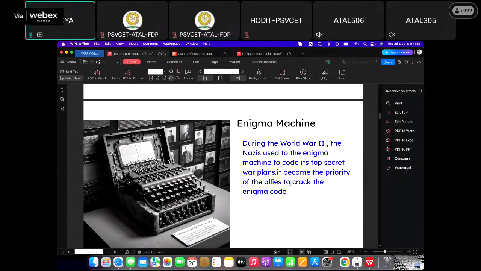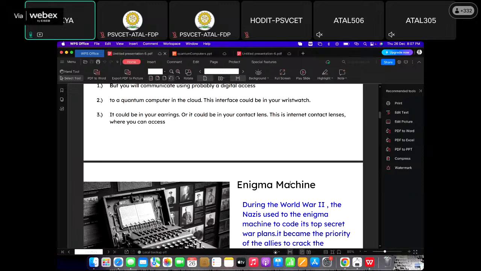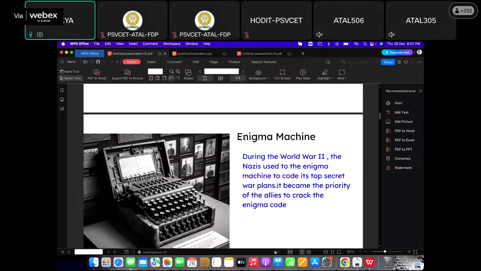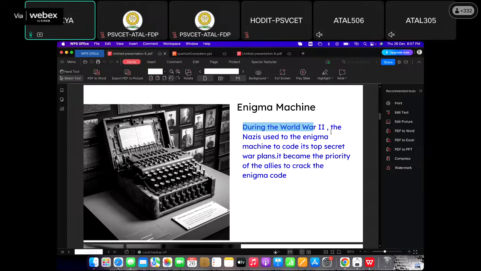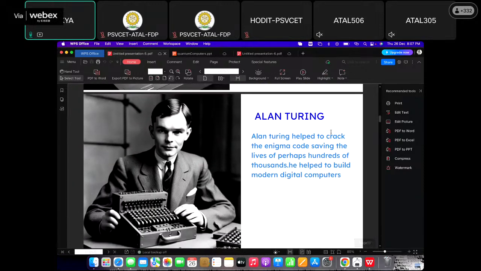One more thing. We already discussed analog computers and digital computers. Nowadays your economy totally depends on digital computers, right? So this is a machine, the Enigma machine, which was used in World War II. The Nazis used the Enigma machine to code their top secret war plans, basically for communication. And this is Alan Turing. He cracked the Enigma machine code.